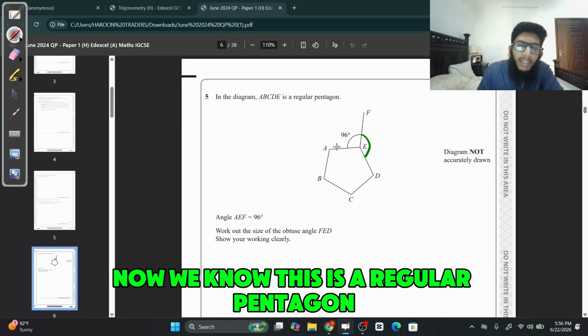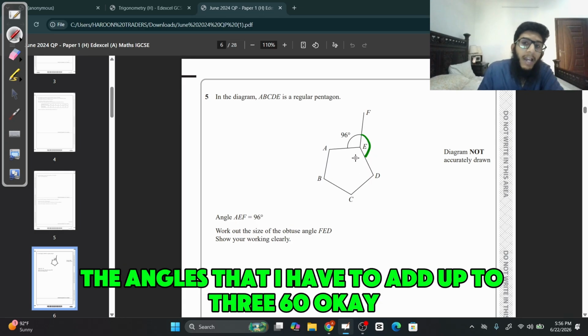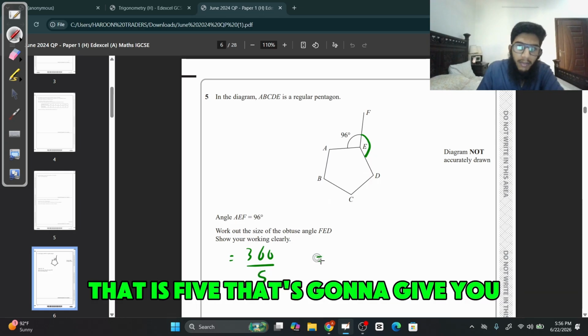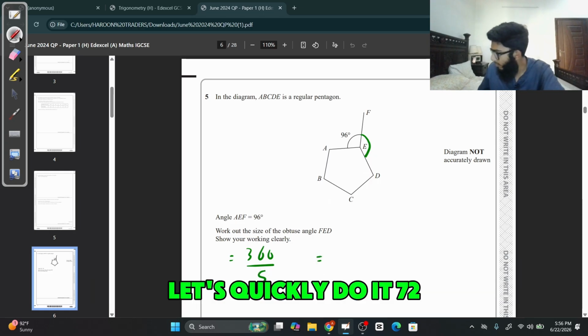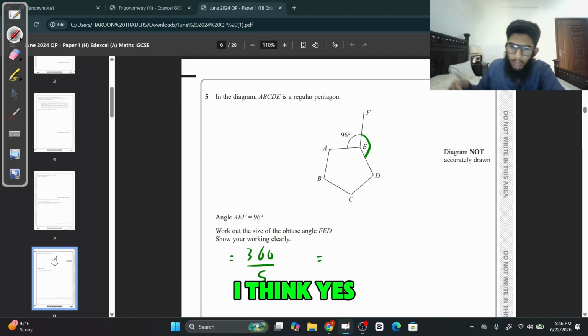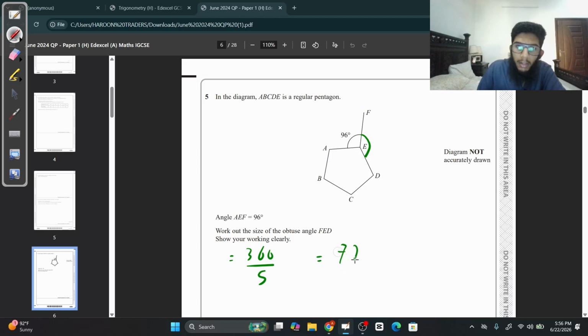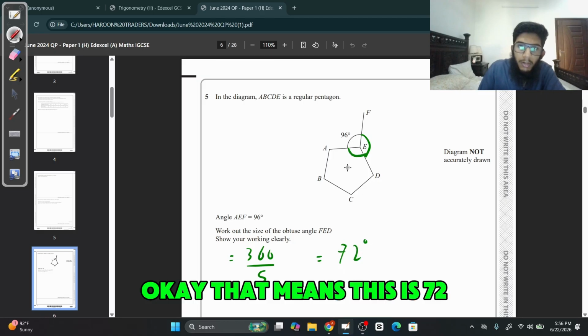Now we know this is a regular pentagon. The exterior angles add up to 360. So 360 divided by the number of sides, which is 5. That's going to give you, let's quickly do it, 72 degrees. So this is 72.